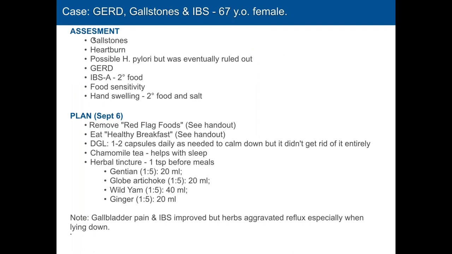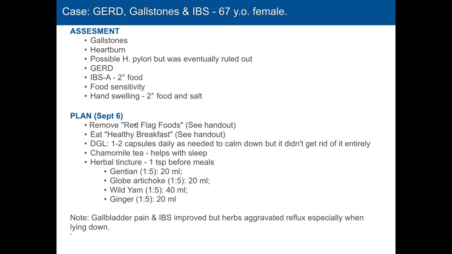And so her assessment is gallstones, and she probably had the gallstones and reflux secondary to atonic digestion and food sensitivities. We didn't know if she had H. pylori. I was kind of concerned because her symptoms were so bad that she might. So I told her to go get a breath test done as a way to measure if she has active H. pylori, because she had it in the past, but I guess they cleared it. Irritable bowel syndrome, the A is for alternating constipation and diarrhea. Food sensitivities, and she also had hand swelling. Just as an aside, when we improved her diet and everything, that hand swelling all went away, which is cool.